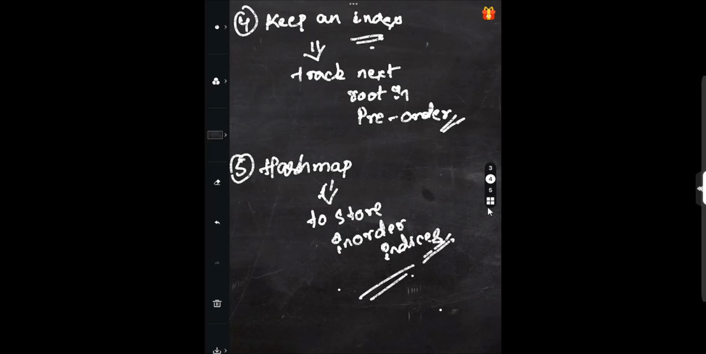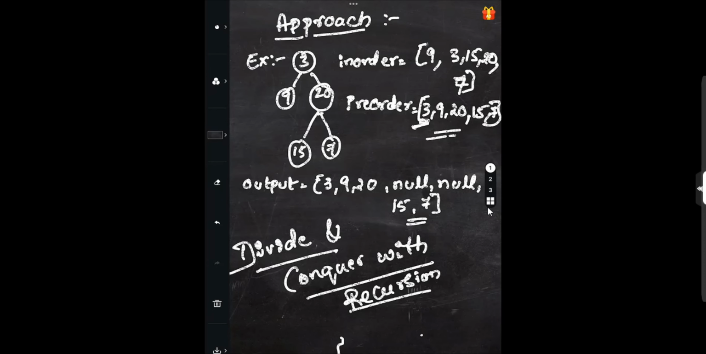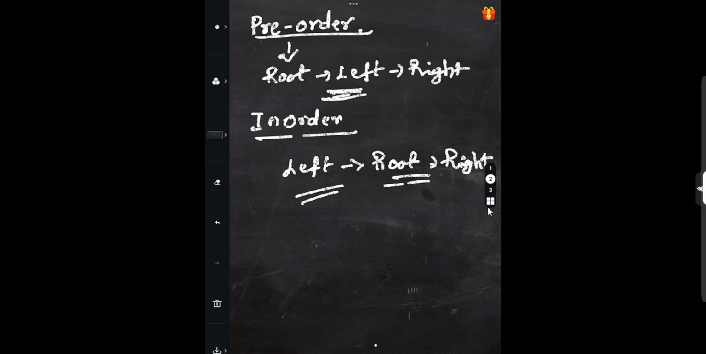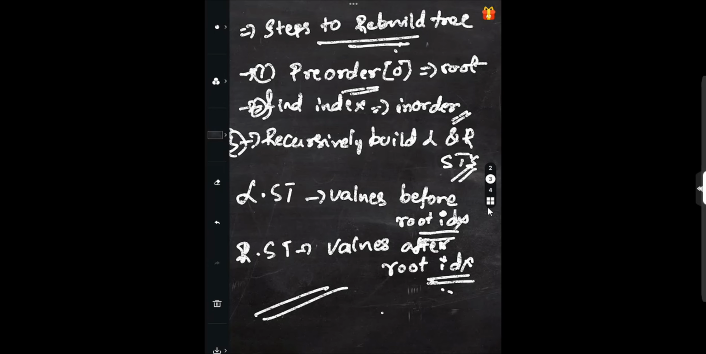So these are the steps. This is the approach that we'll be going with. First thing, we are going with the divide and conquer method, right? So divide and conquer with recursion to reconstruct the binary tree. First step, we saw what the in-order traversal and the pre-order traversal are, the order of the nodes. And the next step is the steps to rebuild the tree. That's what the question is about. The first step was making use of preorder of 0 as the root. Next step is to find the index of this root in the in-order. Second step. Third step, we are recursively building the left and right subtree.